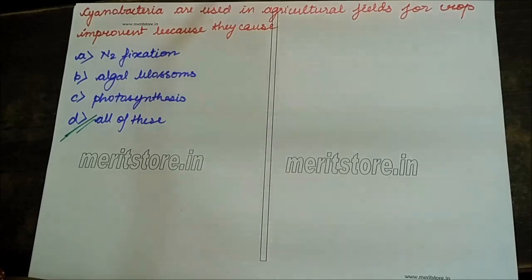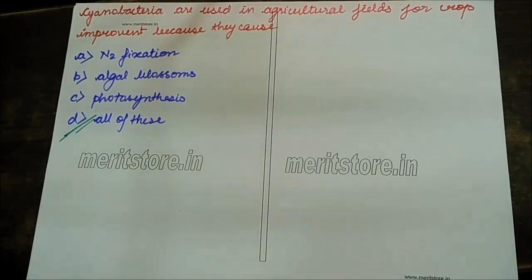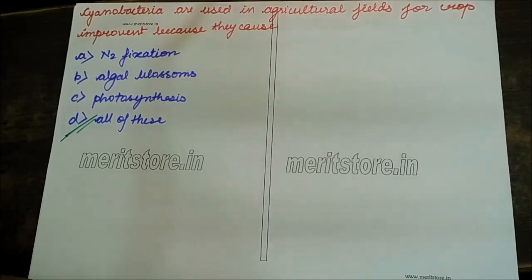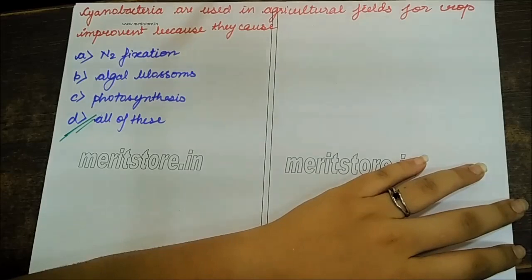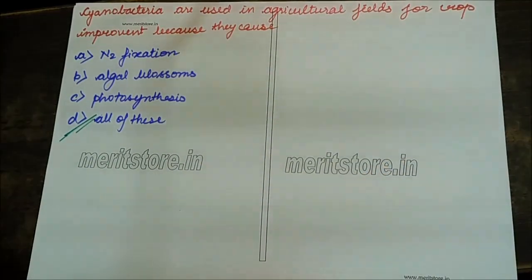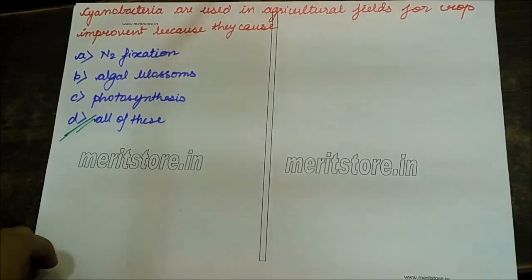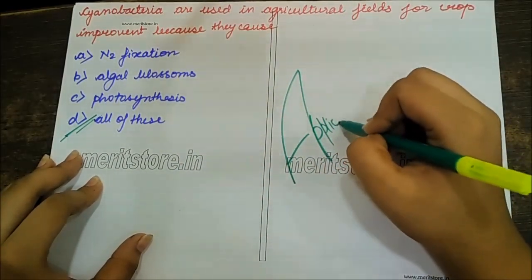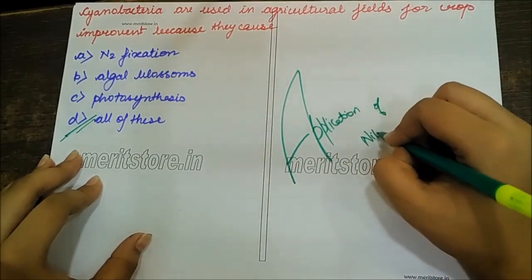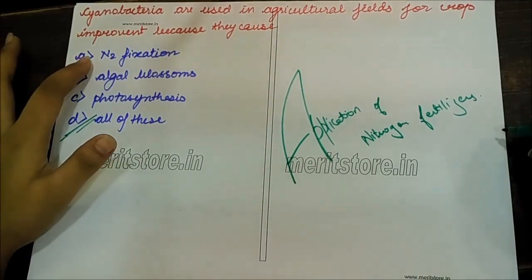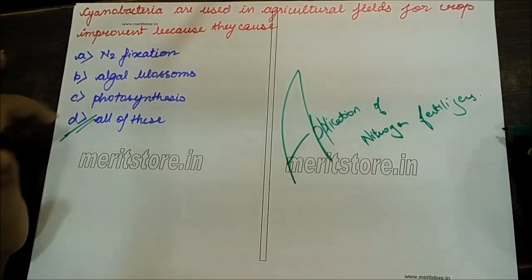Heterocyst is a large-sized, pale-colored, thick-walled cell. Several cyanobacteria have the ability of nitrogen fixation. The filamentous forms possess special large cells, heterocysts, for this. Some of the fixed nitrogen comes out as excretion. After the death of cyanobacteria, the substratum becomes rich in nitrogen. Such nitrogen-fixing cyanobacteria are now regularly inoculated in the rice fields. This saves the application of nitrogen fertilizers. So the answer for this is nitrogen fixation, algal blossoms, and photosynthesis, that is all of these.